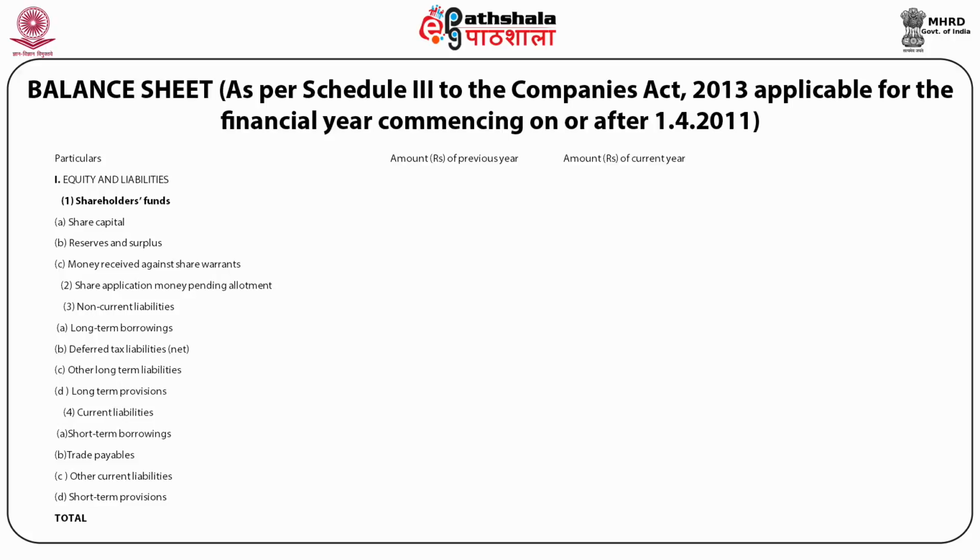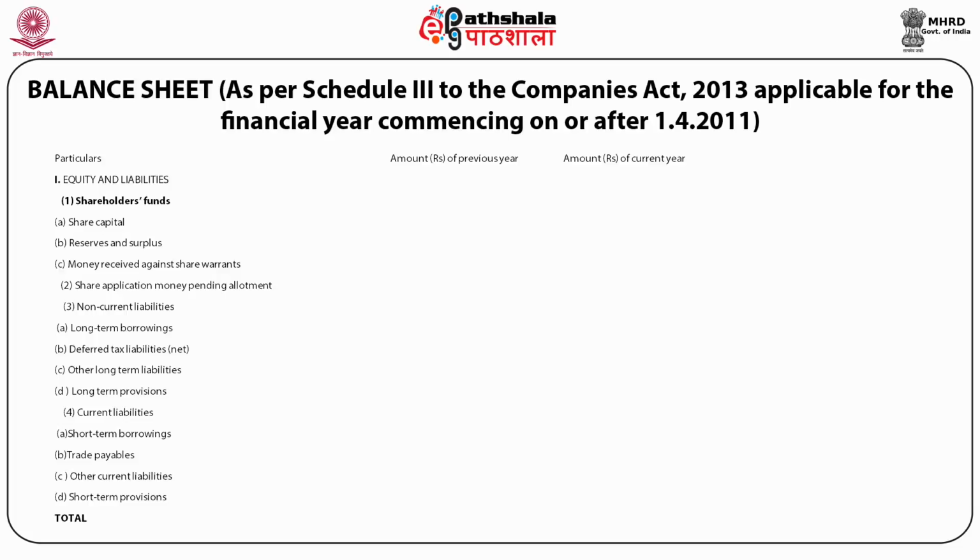The equity and liabilities are divided into four parts or heads. The first is shareholder funds. Second is share application money pending allotment. Third is non-current liabilities. Fourth is current liabilities. Shareholder funds include share capital, reserves and surplus, money received against share warrants. Non-current liabilities include long-term borrowings, deferred tax liabilities, other long-term liabilities, long-term provisions. Current liabilities include short-term borrowings, trade payables, other current liabilities, short-term provisions.